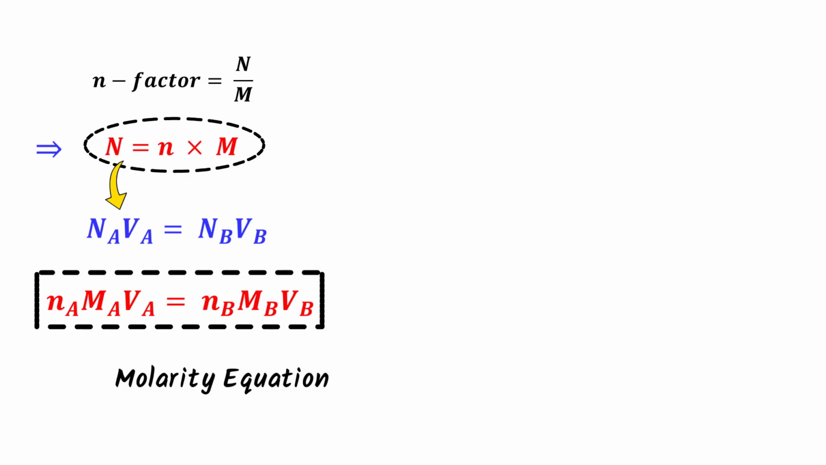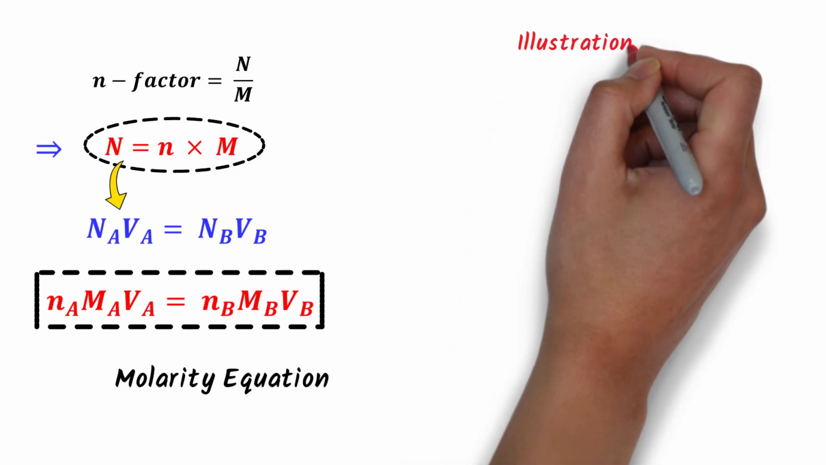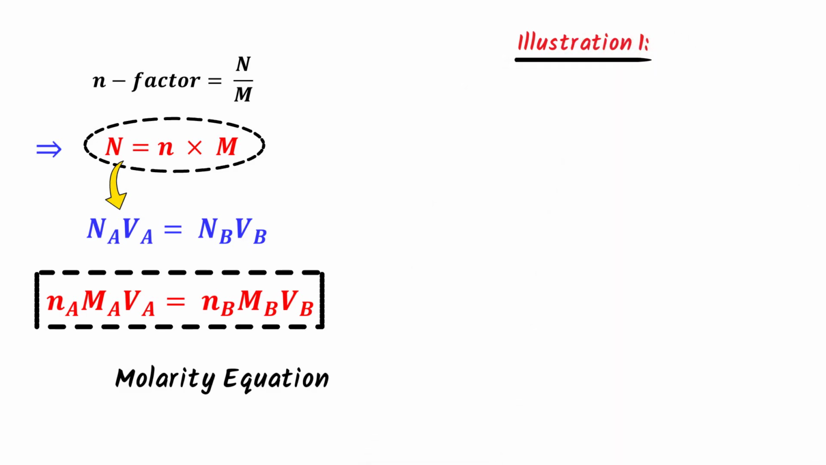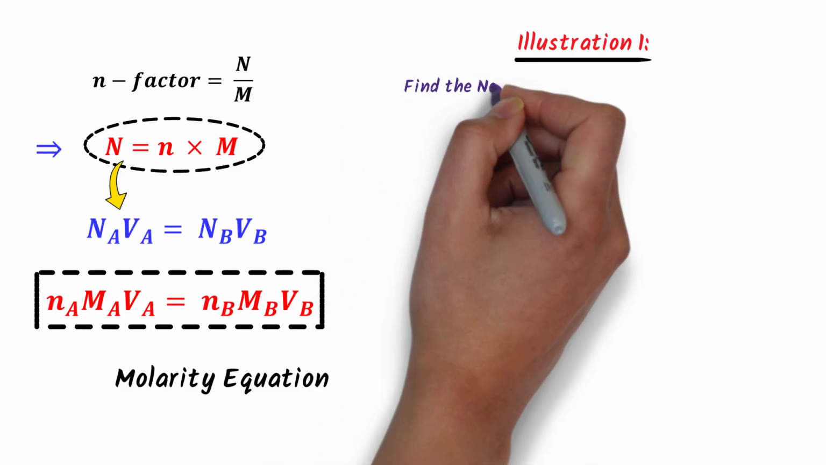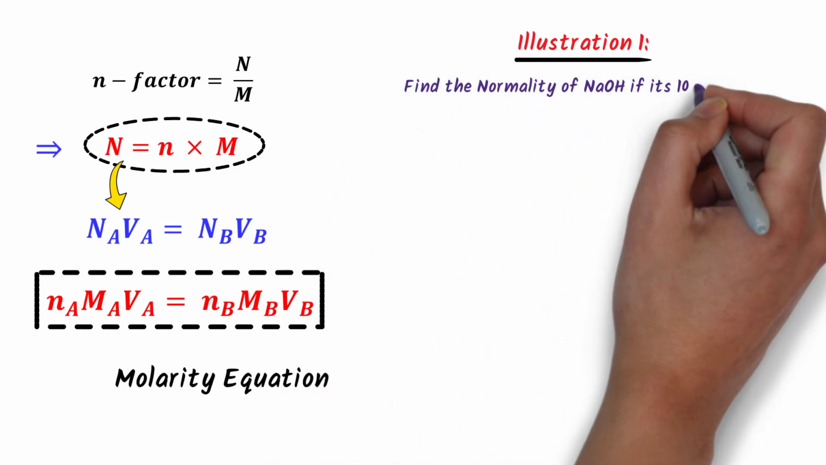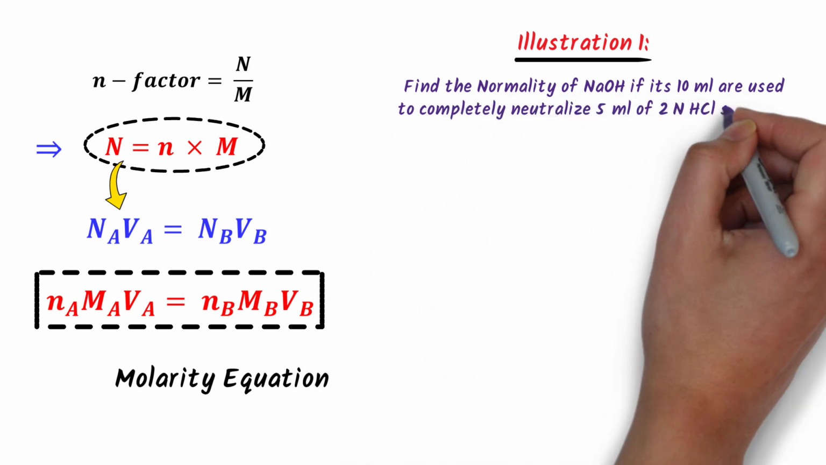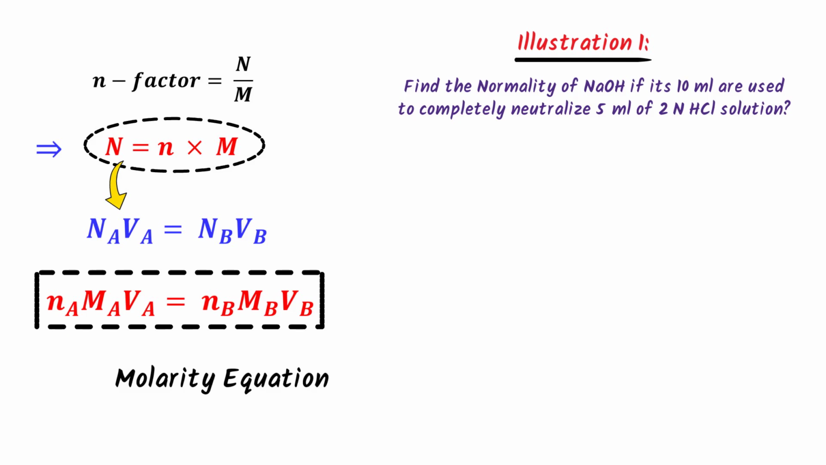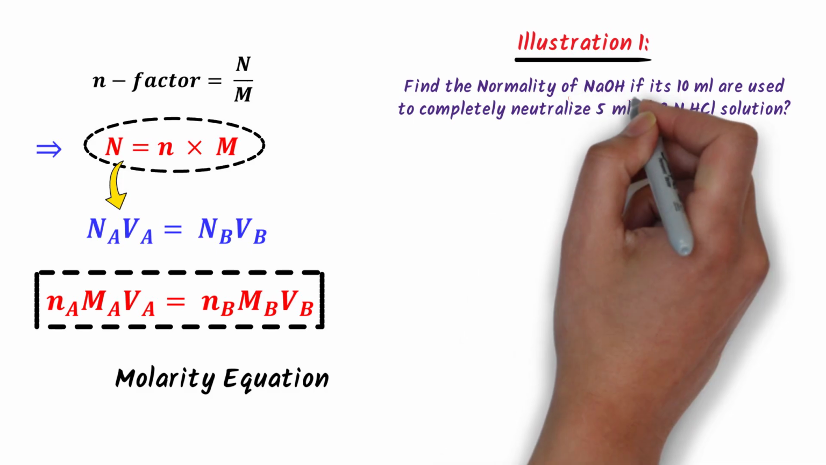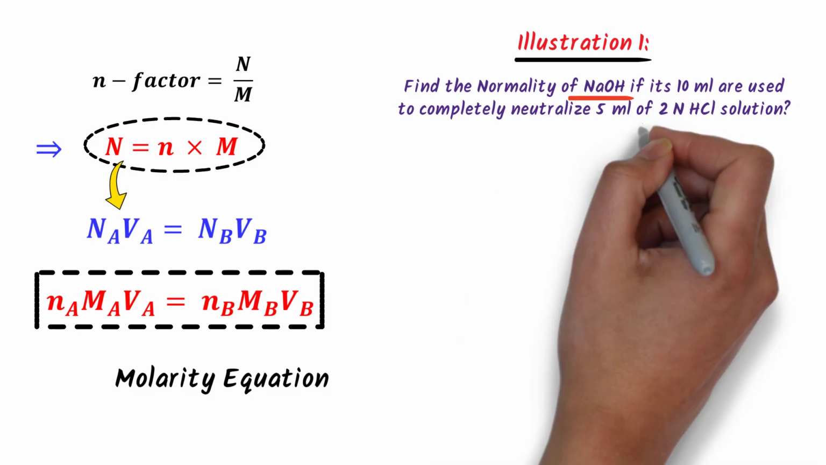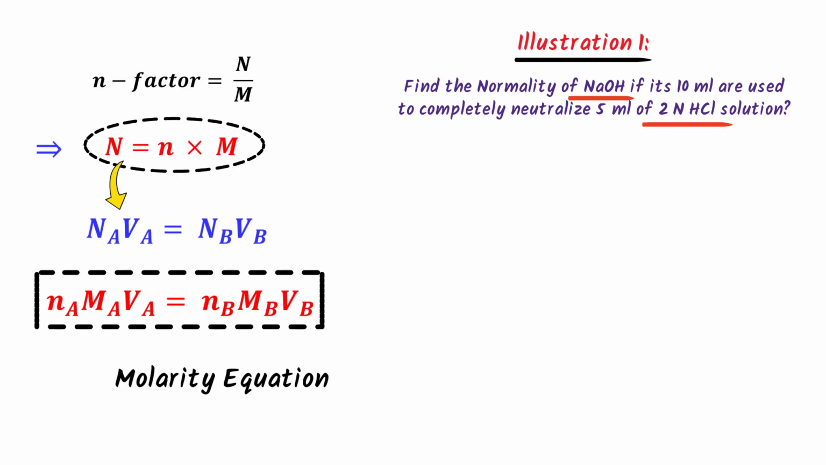Now let's illustrate these equations with certain examples. So we have the first illustration that tells us: find the normality of sodium hydroxide if its 10 ml are used to completely neutralize 5 ml of 2 normal HCl solution. Clearly, the reaction between sodium hydroxide and hydrochloric acid is an acid-base neutralization reaction. So the equivalences of sodium hydroxide will be equal to the equivalences of hydrochloric acid.